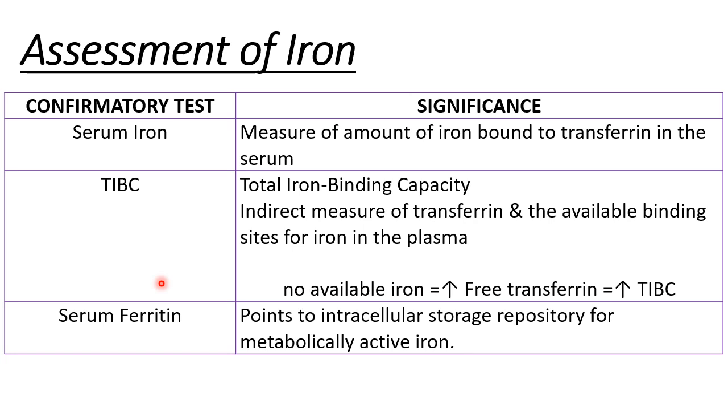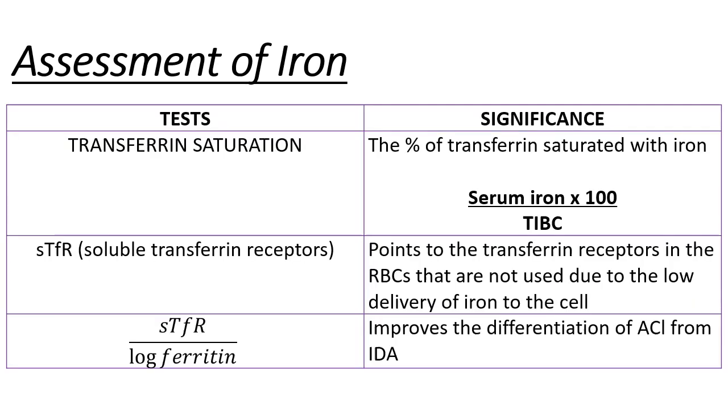Lastly, for the routine testing of iron is your serum ferritin. Ferritin, again, this is the storage form of iron which is water-soluble. Okay? Ito yung ating metabolically active iron na ginagamit for the production of hemoglobin. Next naman, yung mga hindi masyadong ginagamit routinely, for special studies or for research purposes. Okay? First dyan is the transferrin saturation.